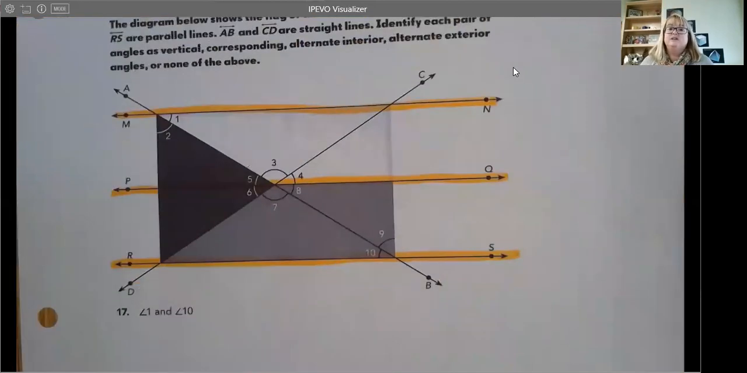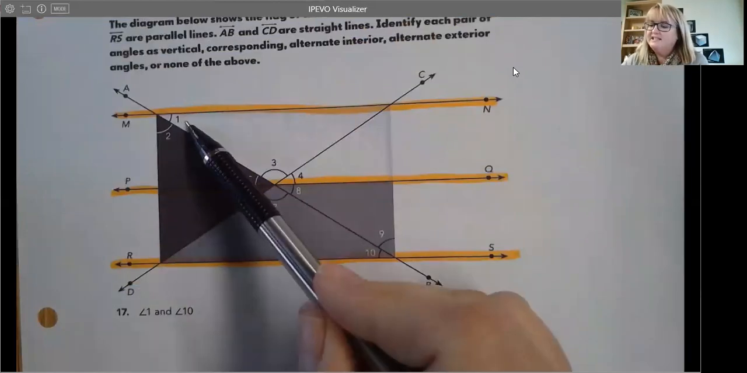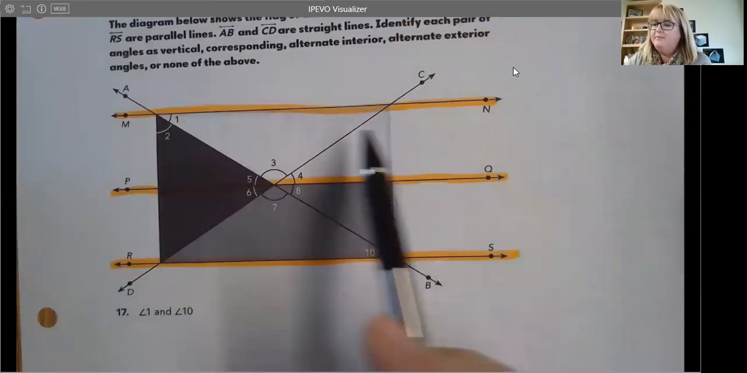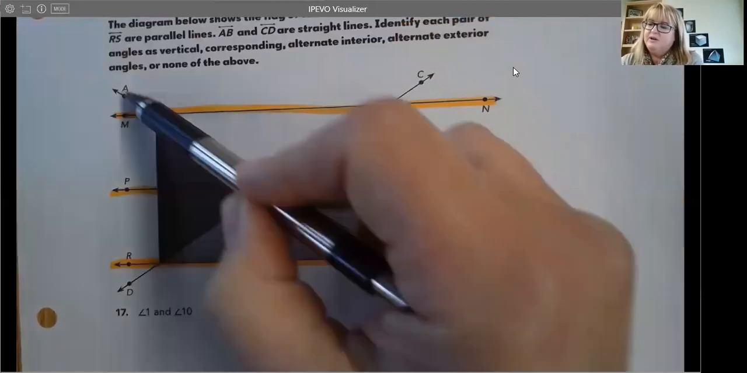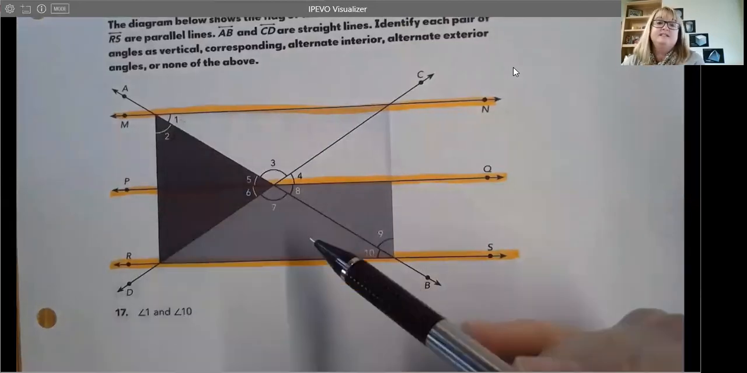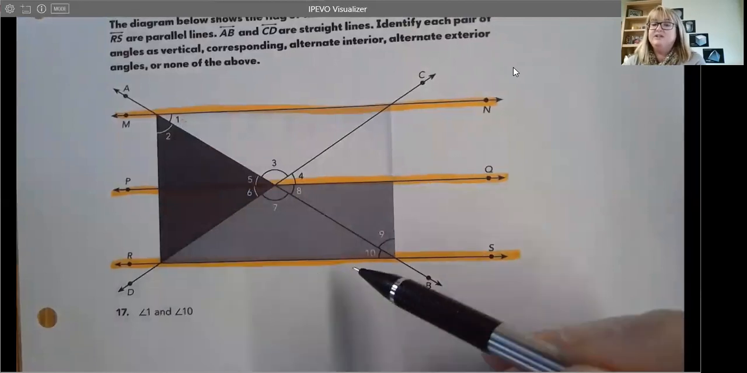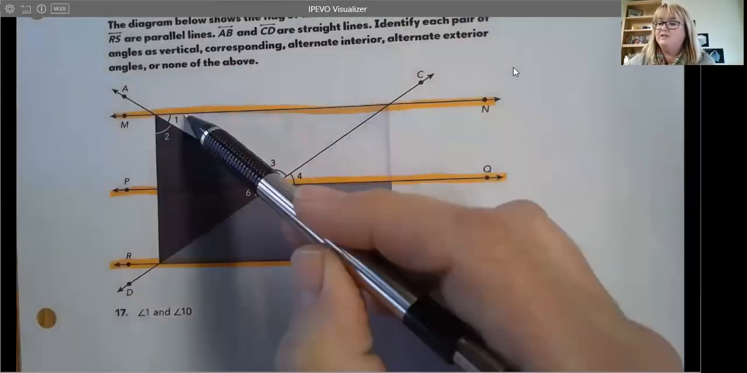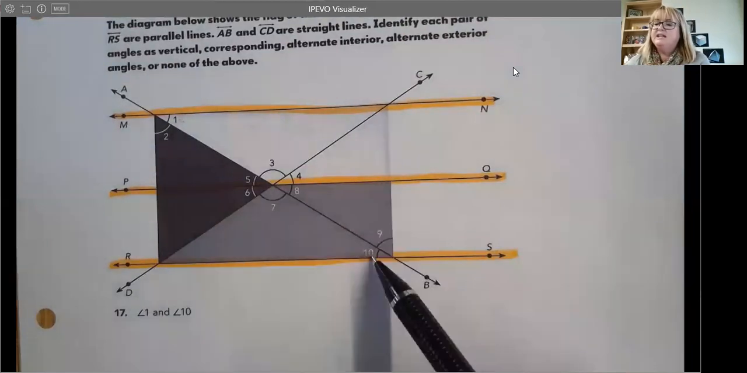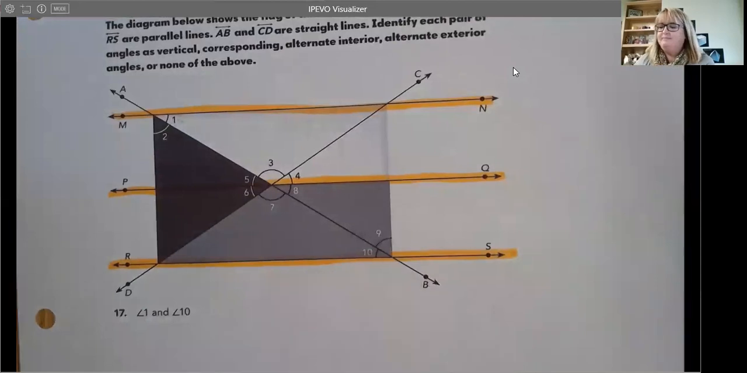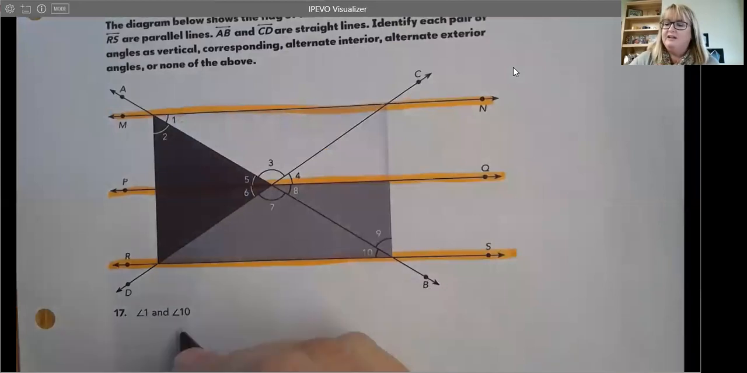All right, 17 asks us to look at angle 1 and angle 10. So here's angle 1, angle 10 is down here. They're both on a parallel line, and here's the transversal all the way. I noticed that angle 10 and angle 1 are inside the parallel lines. The question is, are they on the same side of the transversal or opposite? Well, here's your transversal. Angle 1 is on top of the transversal, angle 10 is below. So they are inside the parallel lines on opposite sides of the transversal. What is that relationship? It is alternate interior.